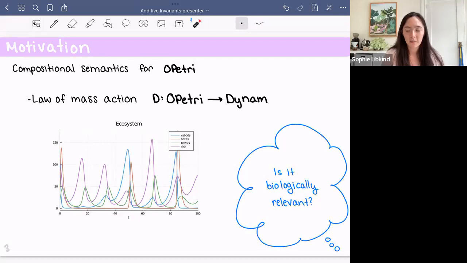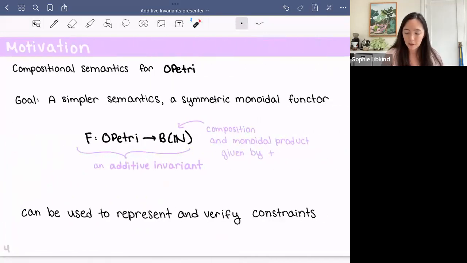So the project for our subgroup was to think about a simpler semantics. Here we're going to be studying symmetric monoidal functors from the category of open Petri nets into the single object category induced by the monoid of natural numbers. Here composition and the monoidal product in this category are both given by plus. And we'll call such a thing additive invariants. The idea is this is a much simpler compositional semantics than the law of mass action, because here we're just getting a number for every open Petri net as opposed to a whole differential equation.